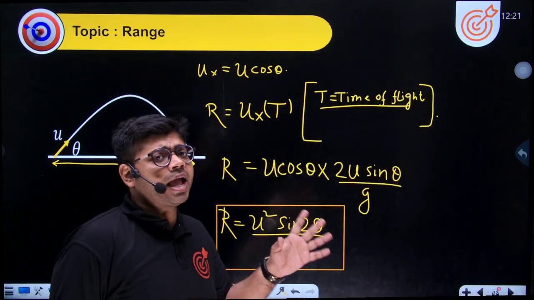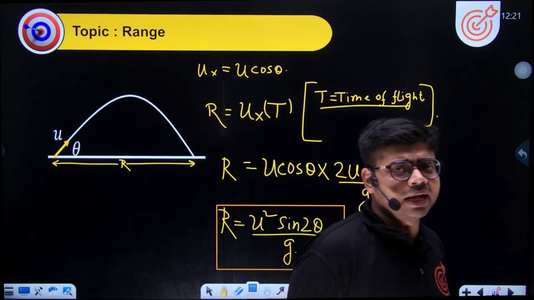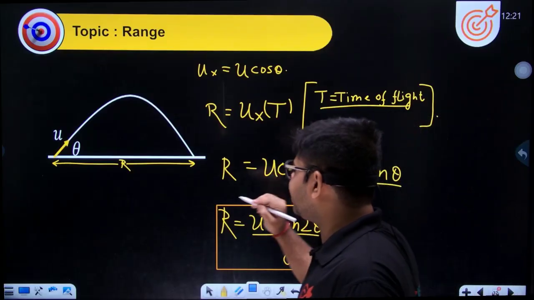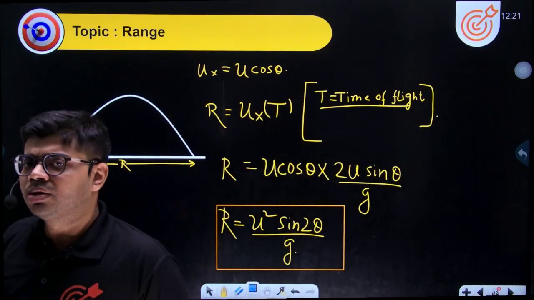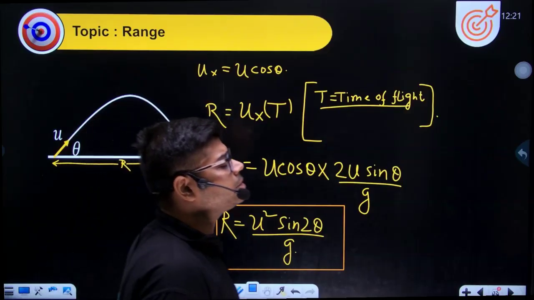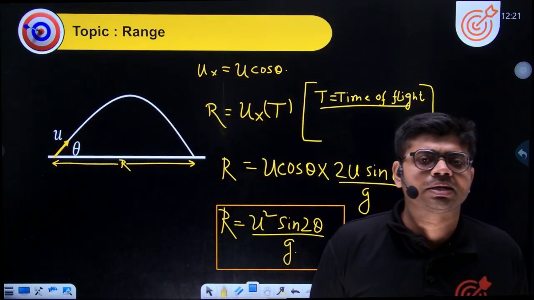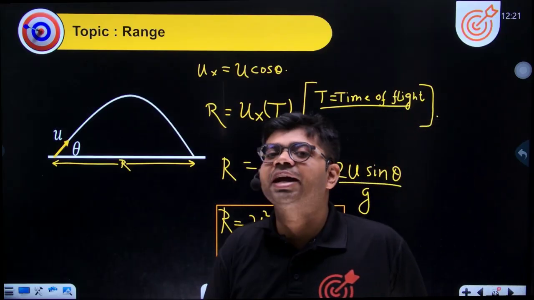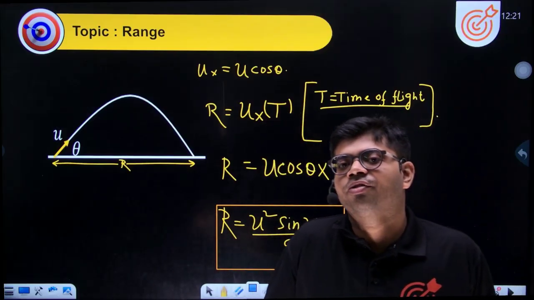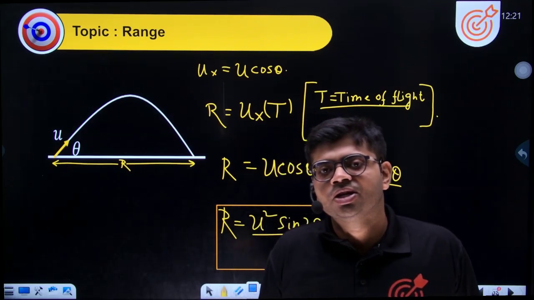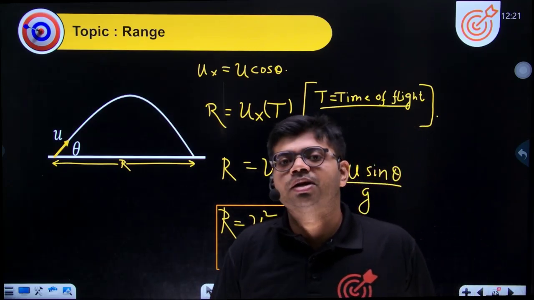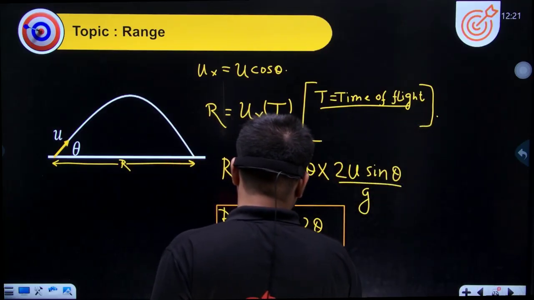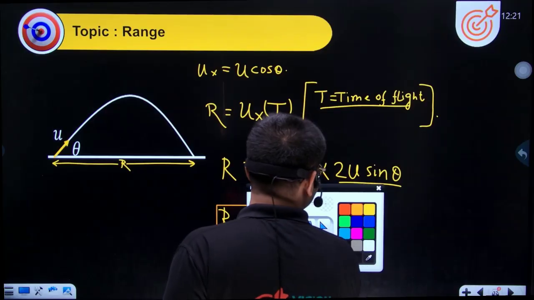When can I have the maximum R? R max will be obtained when sin 2 theta is going to be maximum. And what is the value at which we get the maximum sine? It is, we know, 90 degree. So 2 theta has to be 90 degree. That means theta has to be 45 degree. You please write it.